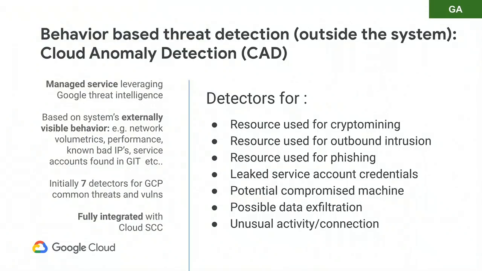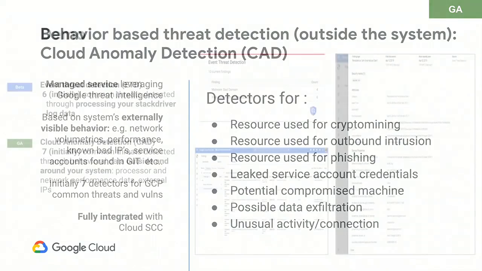Similarly, previously with our Command Center beta launch and even with the alpha launch, we had integrated cloud anomaly detection. And this is based on threat detections from outside the system. So common things like network volumetrics, performance, bad IPs, service accounts found in Git, and integrating that data. So now we have 2 sides of the problem covered from a threat detection. It initially launched with 7 detectors, many overlapping, but also including things like data exfiltration, unusual activity based on volumetrics, also fully integrated with Command Center.